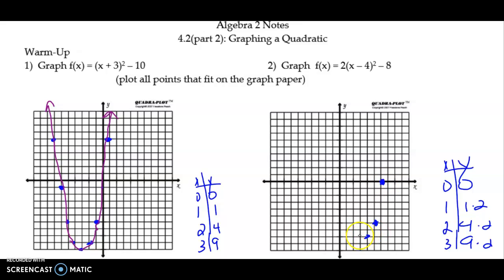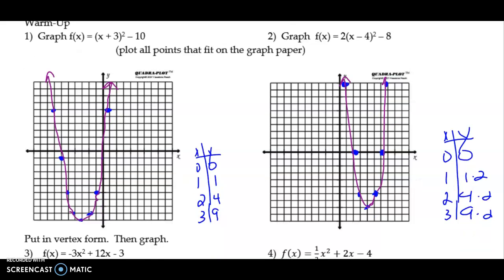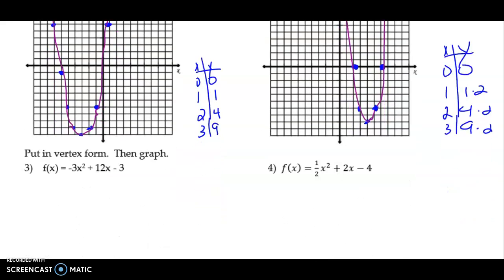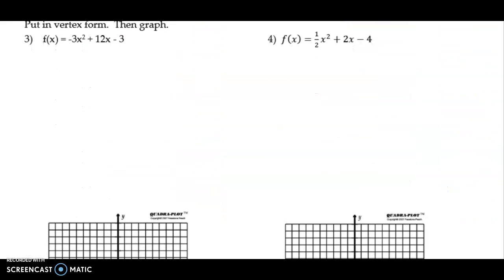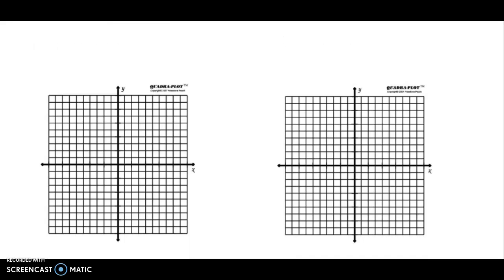All right, 3 squared is 9. So now we need to go up to 18. And I think this point just barely fits on the very top there. Okay, and then go ahead and do the mirror image and draw on that line. All right, so parabola should look something like that. It's got that vertical stretch of 2. It's a little bit skinnier than the first one we did. All right, let's go down to number 3. Put in vertex form and then graph.